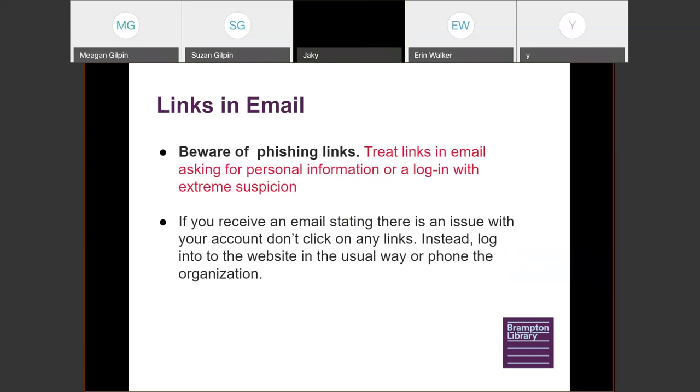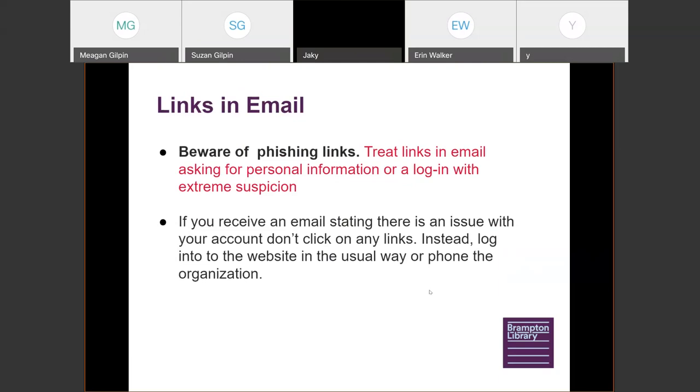In particular, your account login information, so those usernames and passwords, financial information, social insurance number, all of that information is very valuable to criminals. So because of this, they put a lot of effort into trying to trick you into giving that valuable information to them. And these efforts are what we would call phishing, as in fishing for personal information.